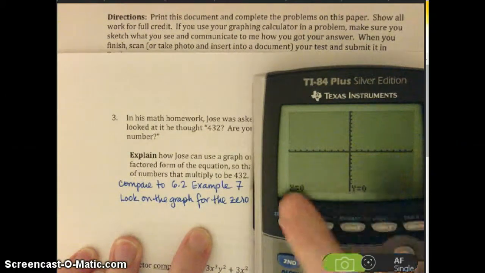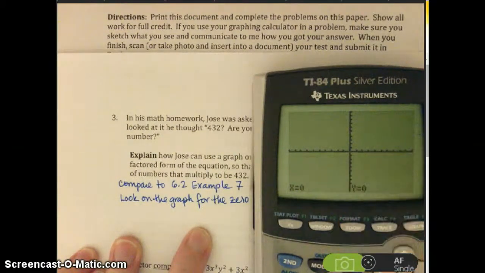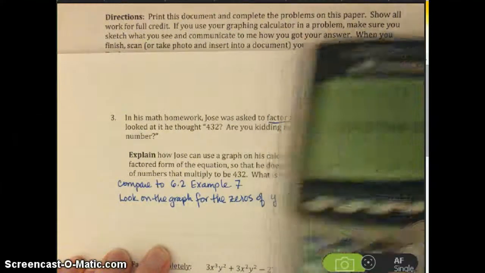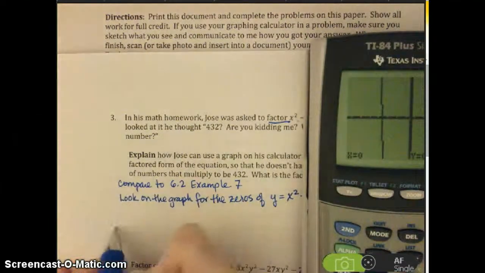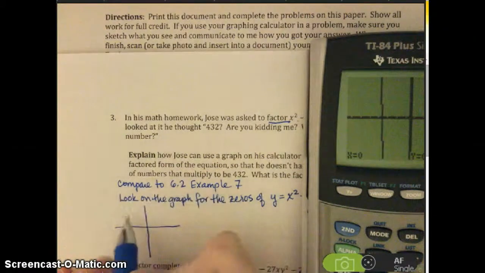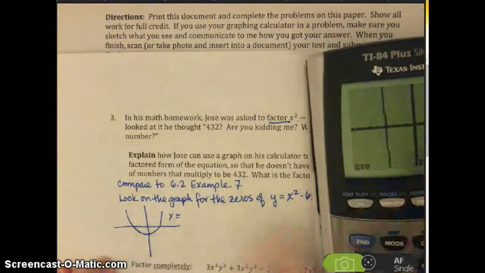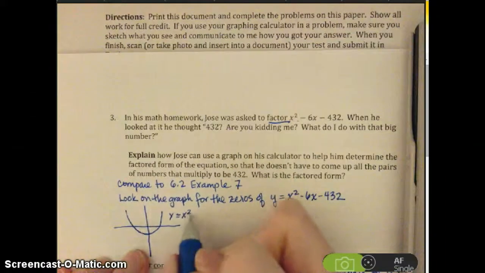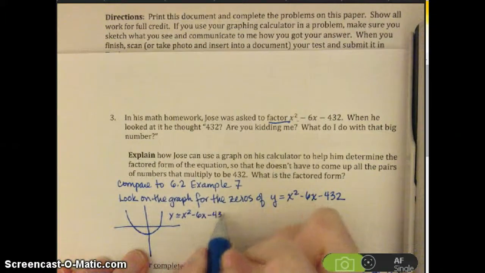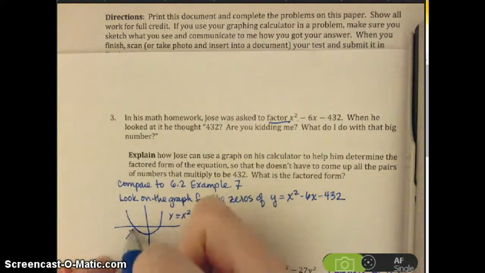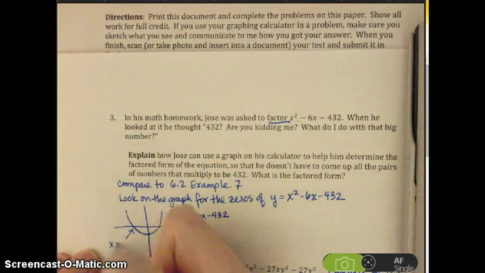And it wants me to press enter when I'm at the center of my zooming. Okay, so now I got a better picture, and so I'll go ahead and sketch that. It's not the best picture ever, but I think it's good enough for now. And what I've graphed here is y equals x squared minus 6x minus 432, and the zeros are the x values there.